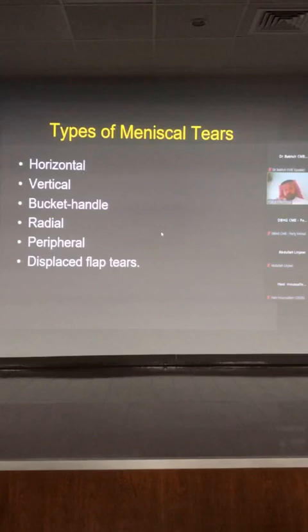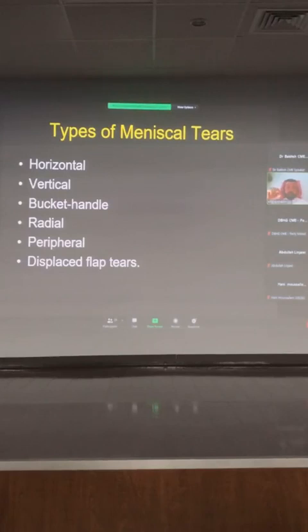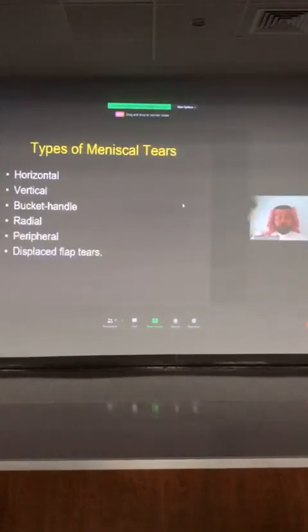So what are the tears? This is an important slide. There are 6 types of meniscal tears. We have the horizontal, which are mostly the degenerative kind of tears, and vertical tears, which are the traumatic ones. The bucket handle tear, which we're going to see a good example of in a few seconds. Radial tear, peripheral tear, and displaced flap tears. Those are the most common tears.